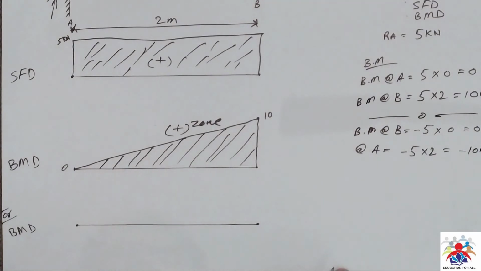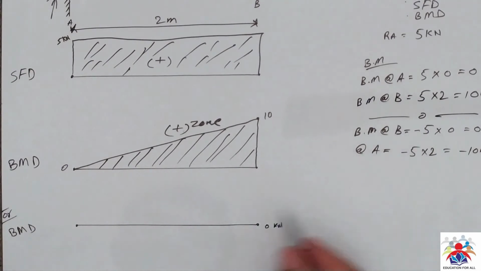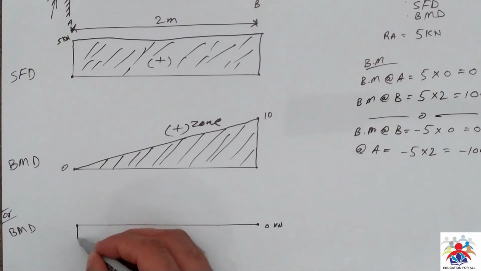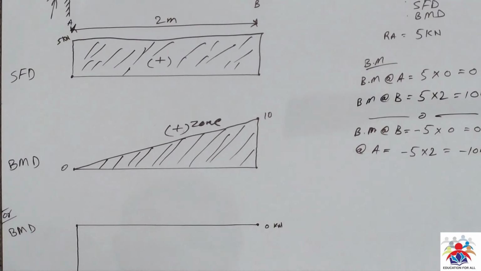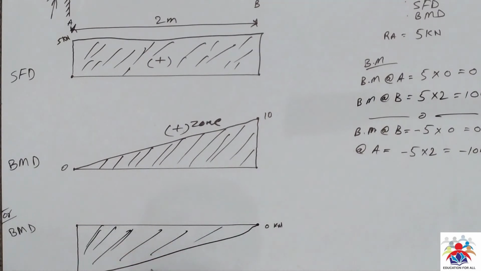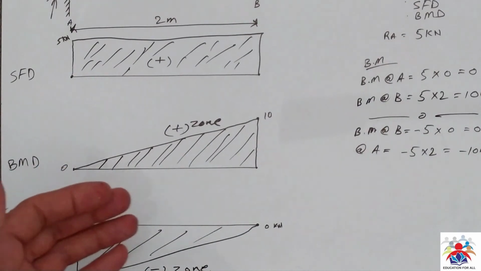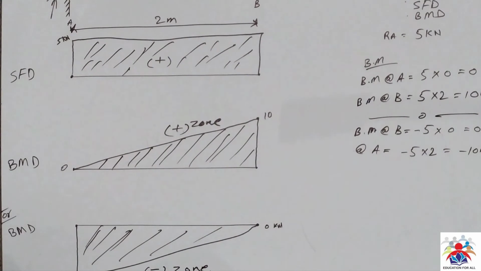Okay, now at point B it is 0, so here is 0 kilonewton. At point A we have minus 10, so it will be minus 10. So you go down and then connect the points. So this is the diagram in negative zone. That's how we draw shear force and bending moment diagram for cantilever beam with 1 point load acting downwards.